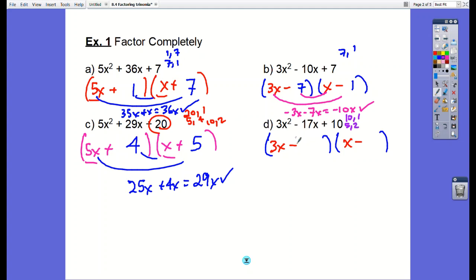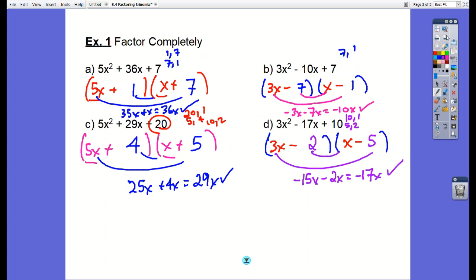The 10 and 1 won't help us there. But I see a 17, and 3 times 5 is pretty close to that. So let's try a 5 here and a 2 here, and check that. Negative 15x minus 2x is negative 17x. Yep, we did this correctly. All right. That's kind of the thought process you should have with this guess and check method.